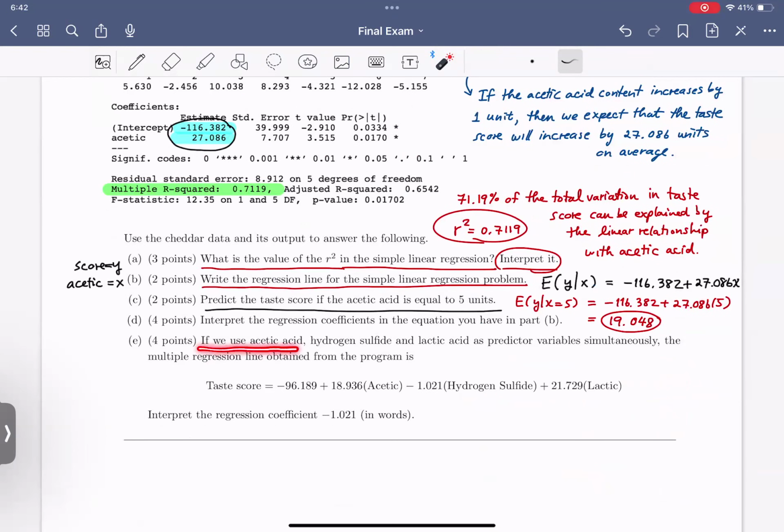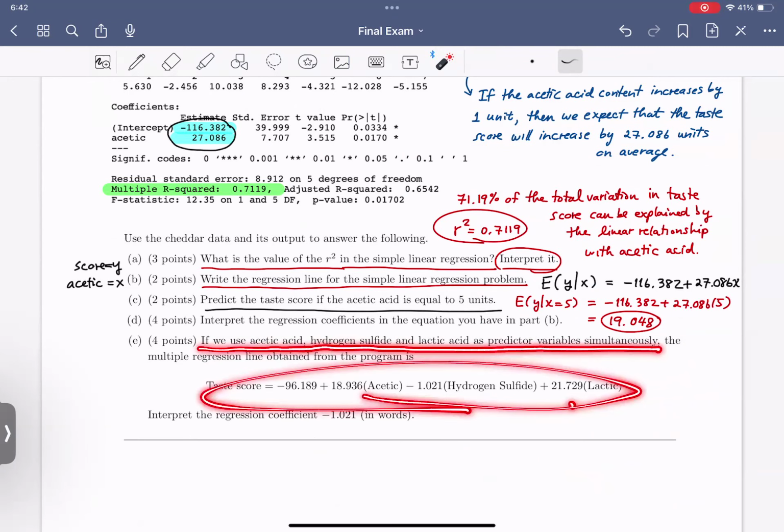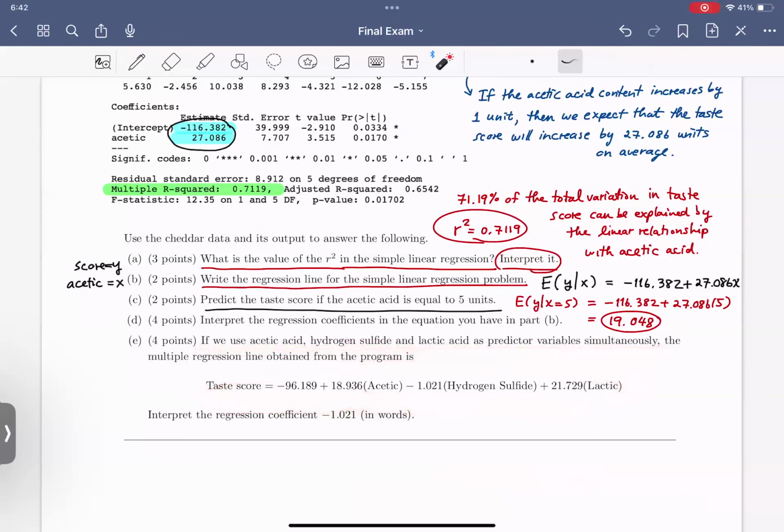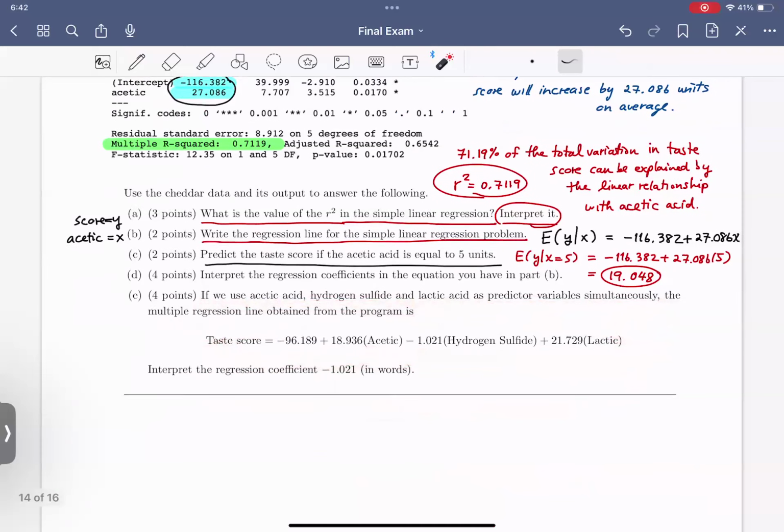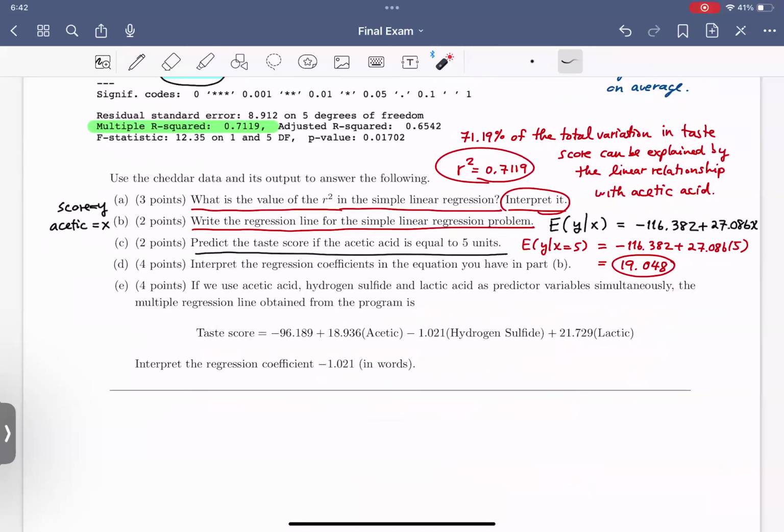Okay. So next one, part E, the last question on regression. If we use acetic acid, hydrogen sulfide, and lactic acid as predictors simultaneously, you have a multiple regression now. The multiple regression line is here. Interpret the coefficient minus 1.021 here. Remember when we learned in class, for multiple regression, you can interpret in the same way as simple linear regression. But if you want to interpret this, you have to fix the other variables to be constant.